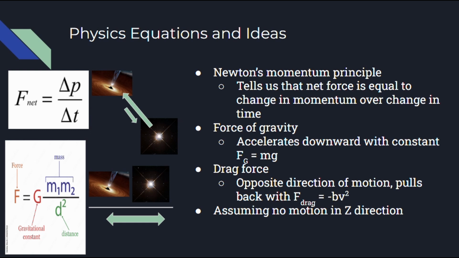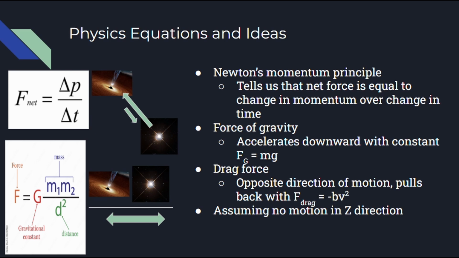Here's the momentum principle. F net equals change in momentum over change in time. And then we also have the gravitational force equation, which, as you can see, we will use to model the pull of a black hole on a star. And as you can see by the arrows, because the star has less mass than the black hole, it will be moved less by the same amount of gravitational pull.